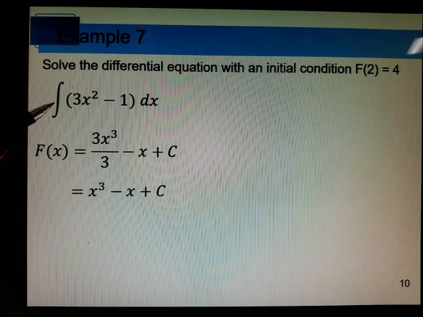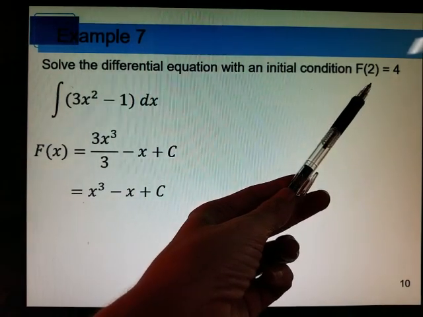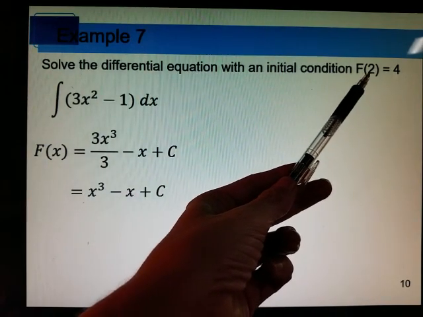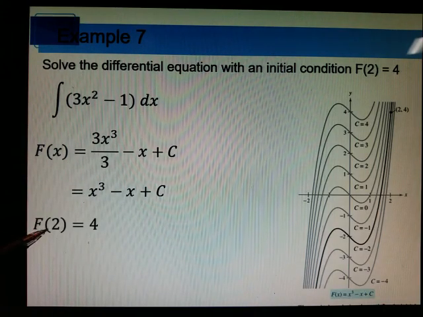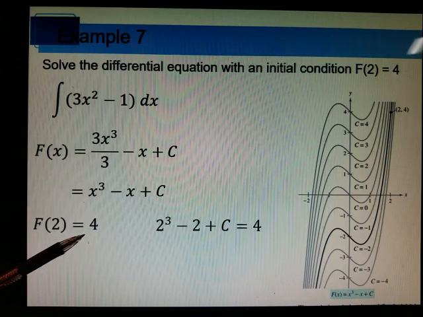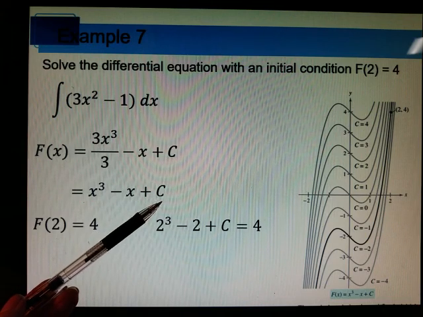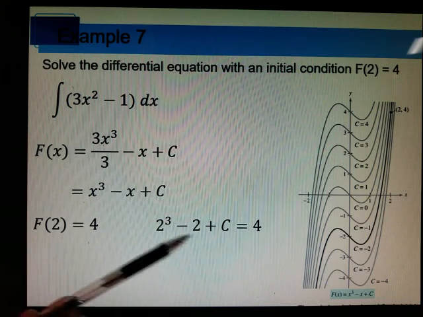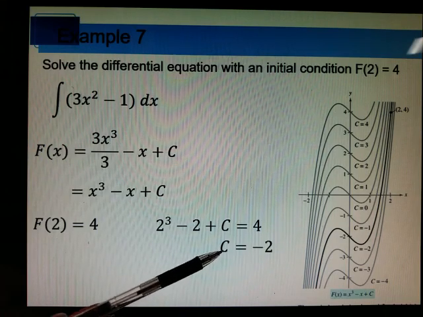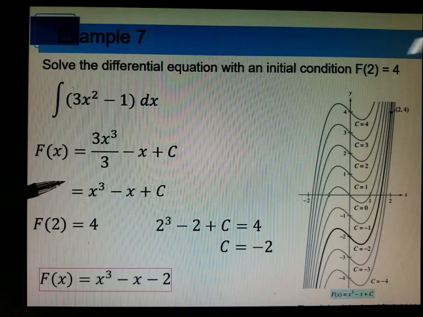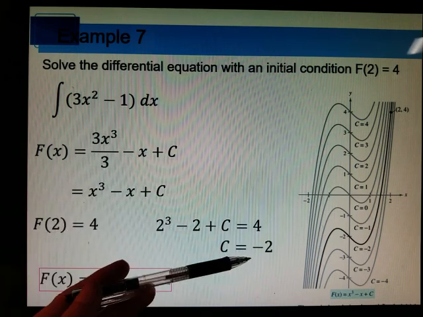Now remember, this would be just plain integration, but the problem is, I'm told at the initial point that the graph goes through, that means I have an initial condition. So when x is 2, y equals 4. So therefore, this is telling me that f of 2 equals 4. So plugging in 2 for the x's, 2 cubed minus 2 plus c, because I don't know c, equals 4. 8 minus 2 is 6. Move the 6 over, my c is negative 2. So therefore, my final answer would be y equals, or f of x equals, x cubed minus x plus the c, which was negative 2.